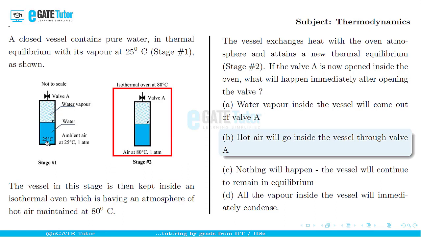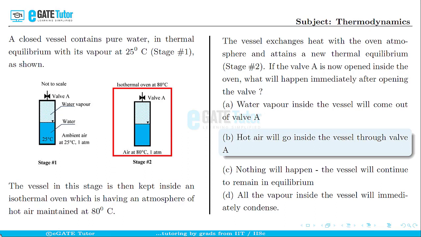The vessel in this stage is then kept inside an isothermal oven, which has an atmosphere of hot air maintained at 80 degrees centigrade. So this closed vessel is placed inside an isothermal oven maintained at 80 degrees centigrade. The vessel exchanges heat with the oven atmosphere and attains a new thermal equilibrium, stage 2.